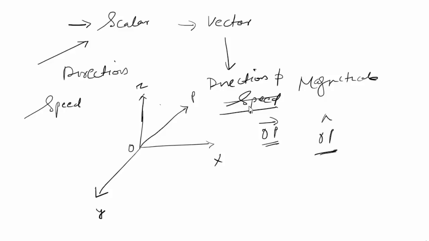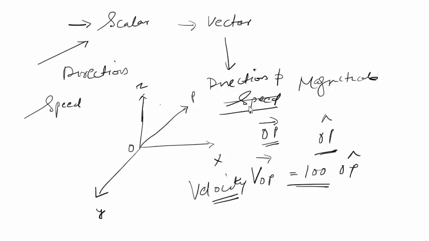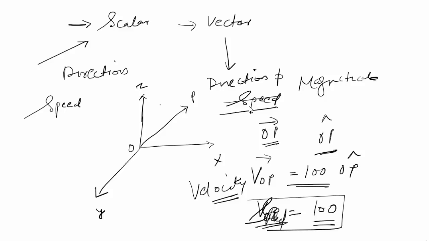So if you are saying that the velocity of a plane moving in the OP direction is 100 km per second in the direction OP, this is a vector, a velocity which can be represented by a vector. But if you are simply saying that the speed VOP is 100, you are considering only the magnitude, not saying in which direction it is moving, so you can call it a speed, without any information about whether the plane is moving in the OP direction or anywhere.